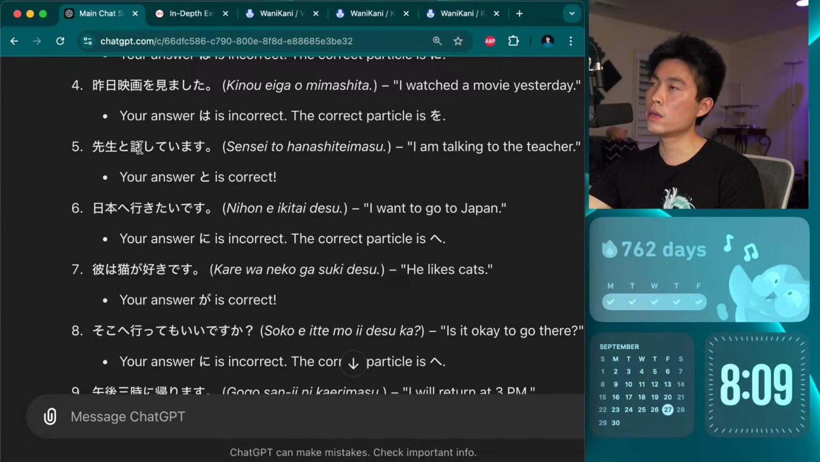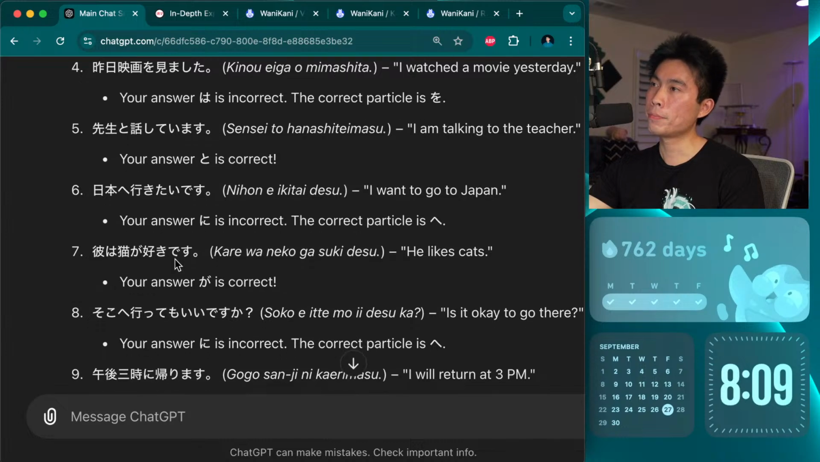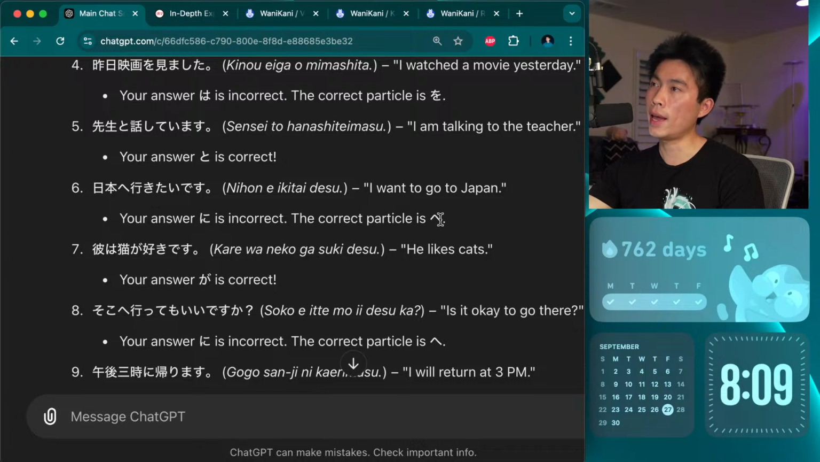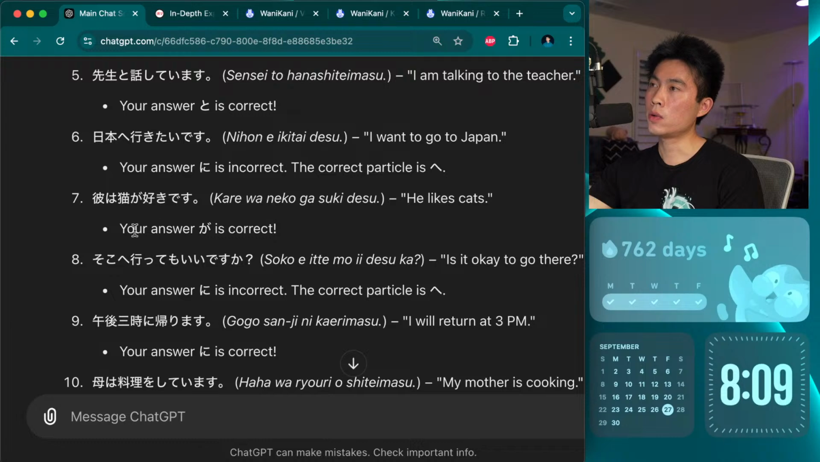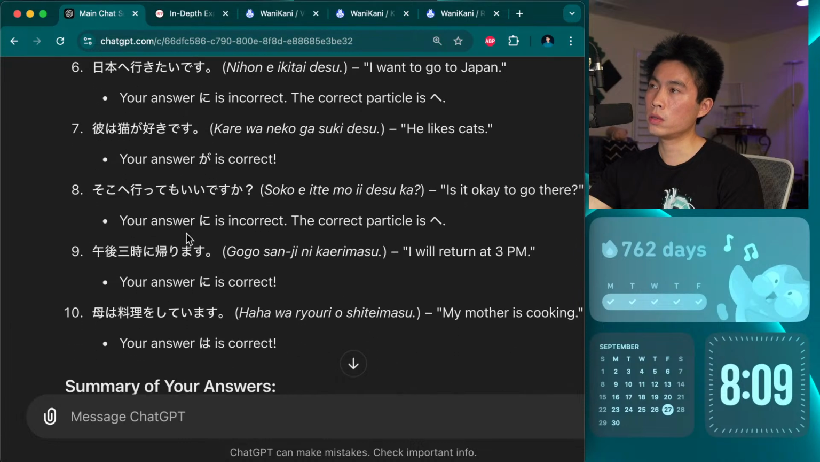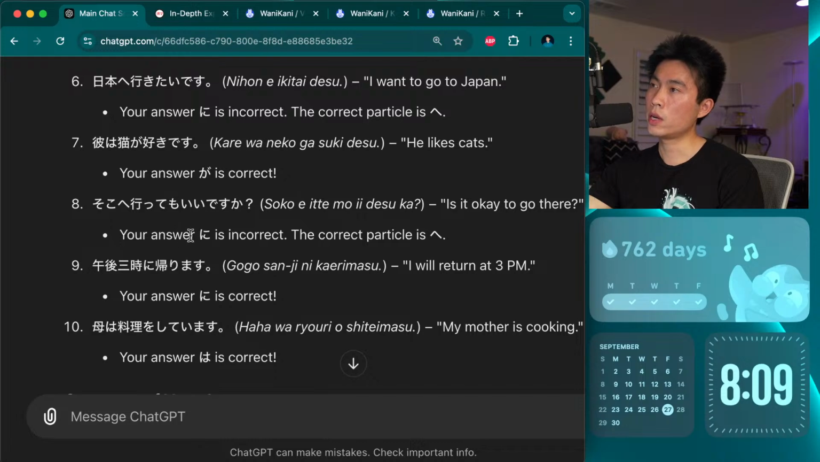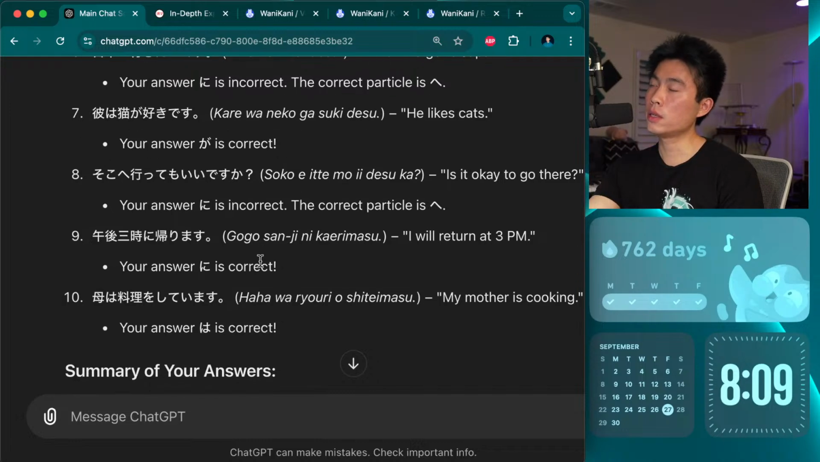Sensei to 話しています. Okay, ni is incorrect. The correct particle is e. I want to go to Japan. 日本へ行きたいです. I feel like ni can work. 彼は猫が好き. そこへ行ってもいいですか? Your answer ni is incorrect. It's e again. I'm gonna ask my native source about this because I feel like you can use ni and it's still correct. It's just a different nuance that's conveyed.